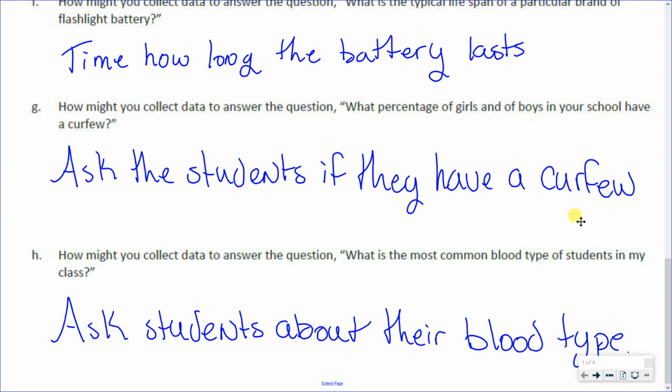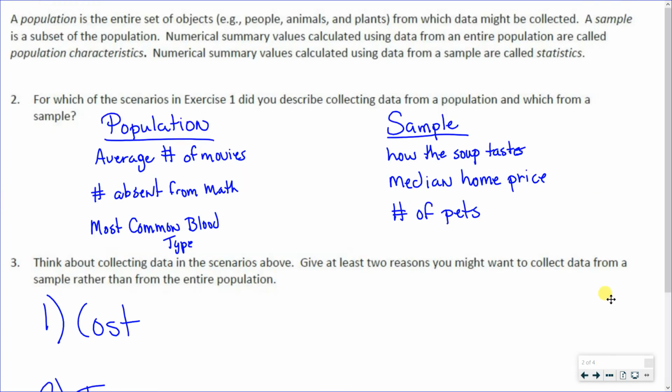All right? So let's move on to the next slide. All right, so remember what I told you. We're going to sit there and describe what a population is versus what a sample is.